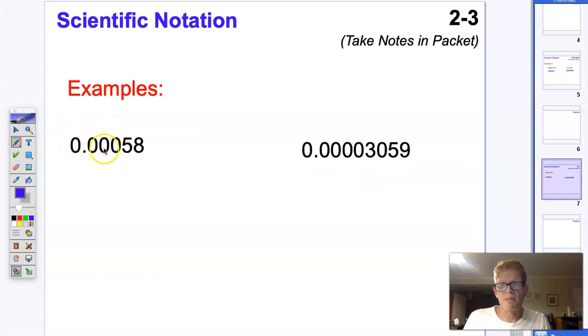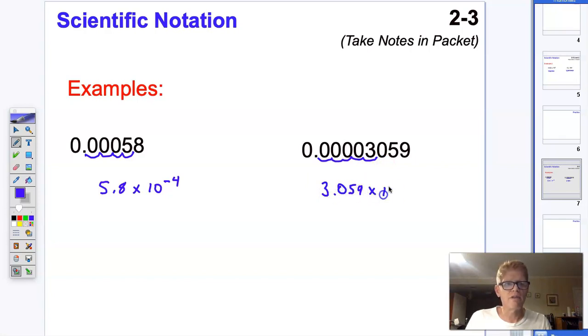Here are a couple of examples with our decimals. In this case, once again, we want to get our decimal point here so that we can have 5.8 times 10 to the something. And that's going to move my decimal point 1, 2, 3, 4 back. So I'll have to multiply by 10 to the negative 4th. Similar situation here. I've got to get this decimal point over 1, 2, 3, 4, 5 spaces. So I'll write 3.059 times 10 to the, remember we were 5 spaces over, to the negative 5th.